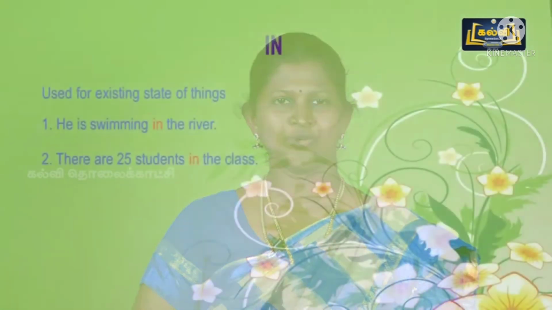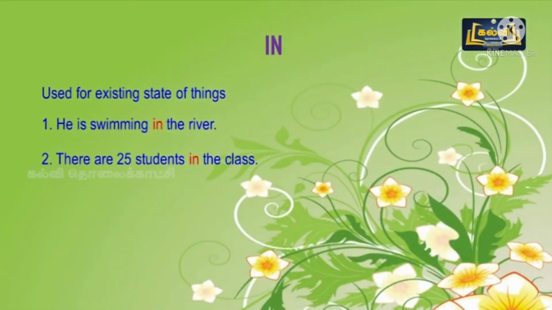Then, in is used for existing state of things. In is also used for existing state of things. For examples, he is swimming in the river. There are 25 students in the class.